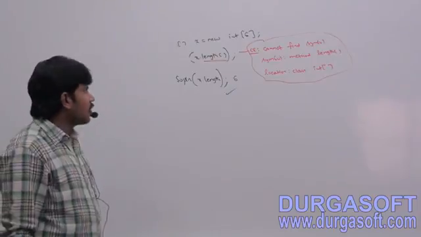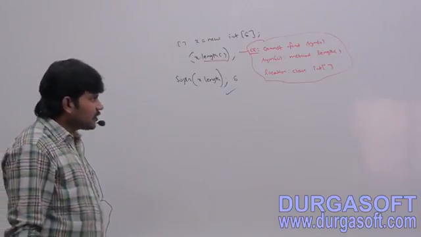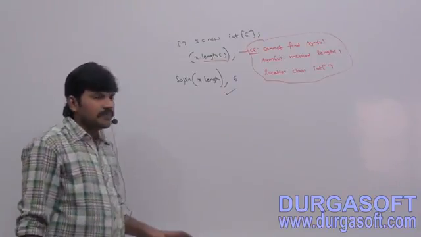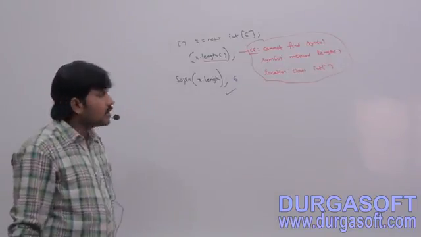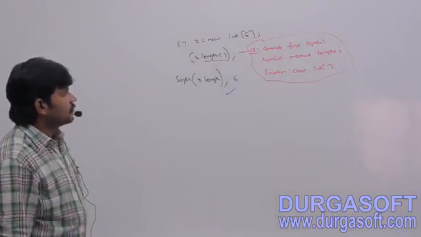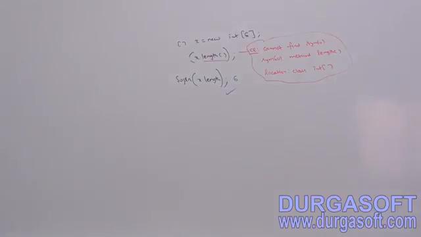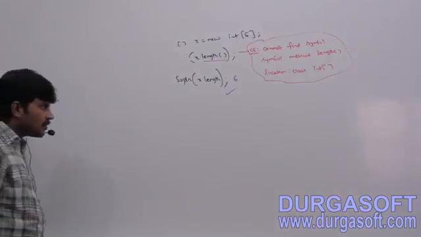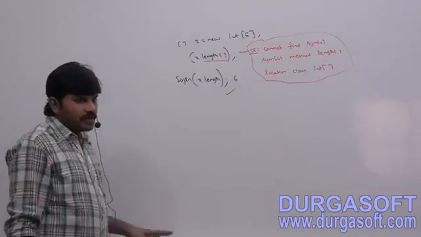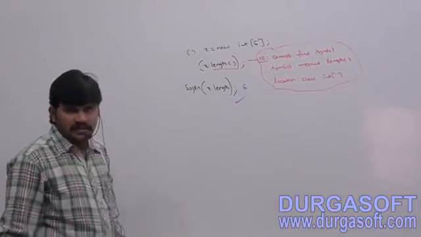That is also a compile time error. Cannot find symbol. Which symbol? Method length. Location: class int array. And whenever we are taking SOP of x dot length, it is perfectly valid. The answer is 6.